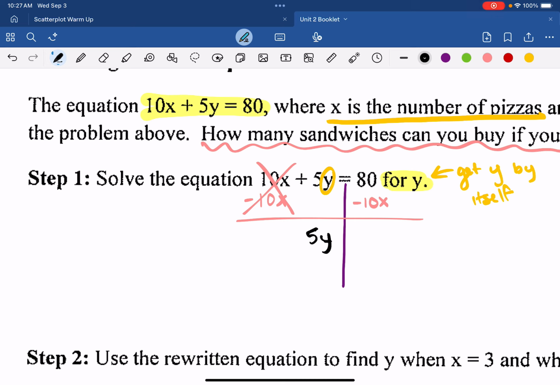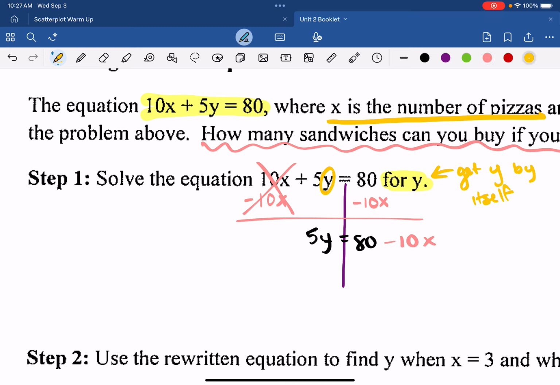Now on the other side, be careful. I am not able to subtract 80 minus 10 here because my 10 is an x. These are not like terms. So I'm just going to write 80 minus 10x. Just going to write it like that. I cannot simplify that anymore.